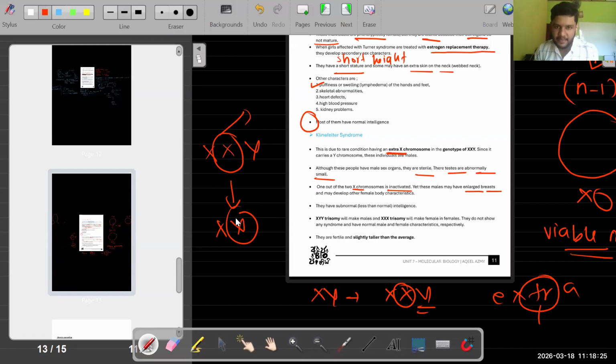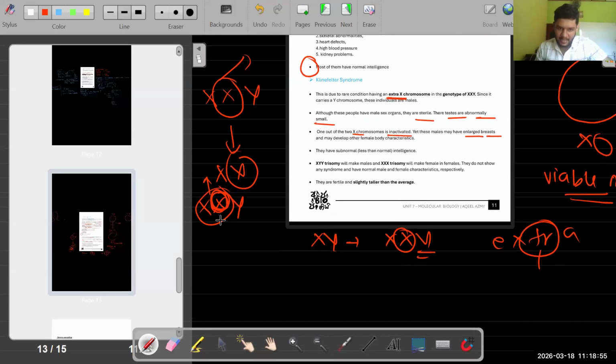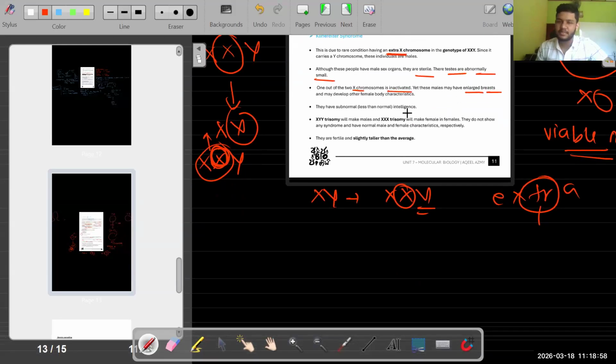Now, inactivated in the sense that if these two X chromosomes were present without any inactivation, he would actually look 90% like a female. Why? Two X chromosomes and a Y chromosome. Female and male characteristics will both be present. But most of the time, he has a complete female genotype, so he'll be more likely to be a female. But as only one is inactivated, he looks like a male. But still, as there is an X chromosome, he will be showing certain female characteristics.